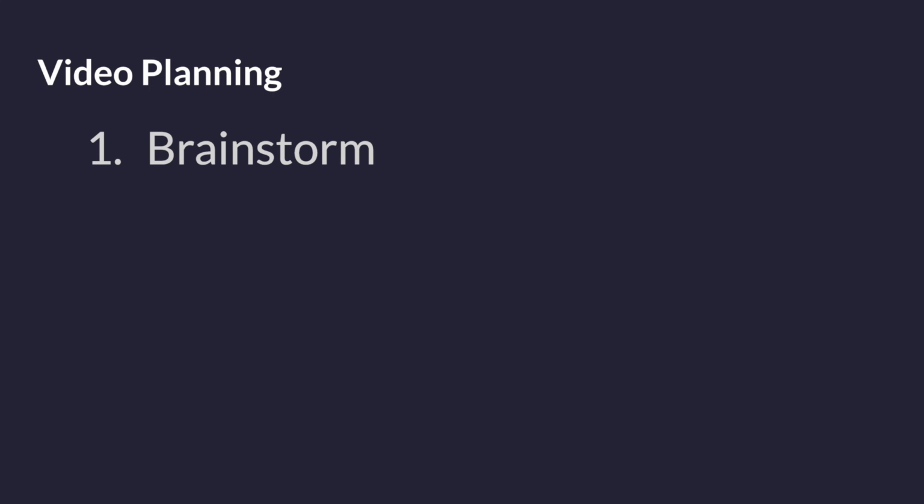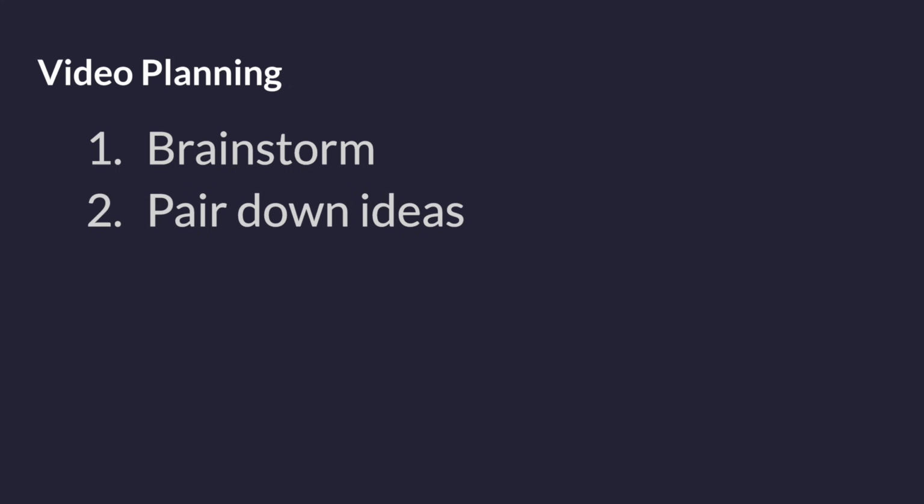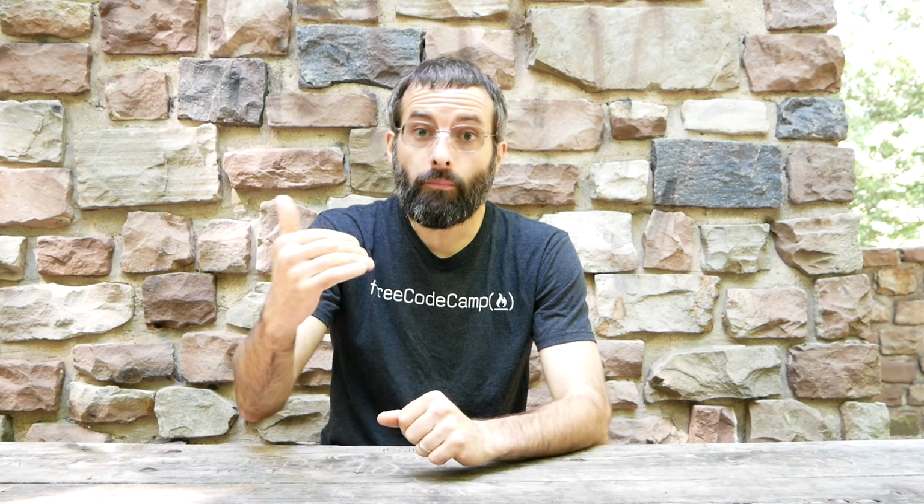So once you've done the high-level planning for your channel, it's time to start thinking about the specific videos you want to make. The first step is brainstorming. Just write down every idea you can possibly think of. After that, you just have to start narrowing down those ideas to the best ideas. And eventually, you'll come up with a good list of videos that will be good to create.